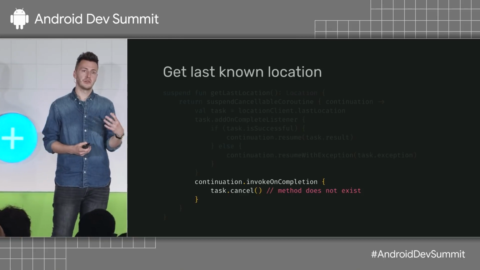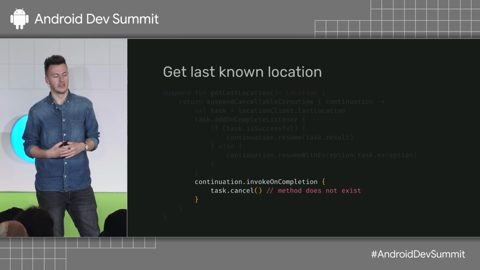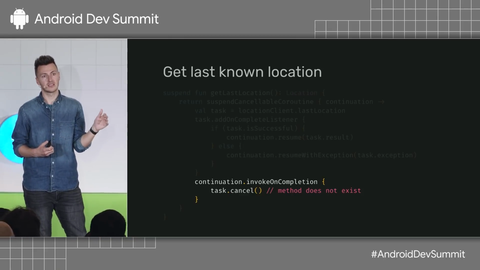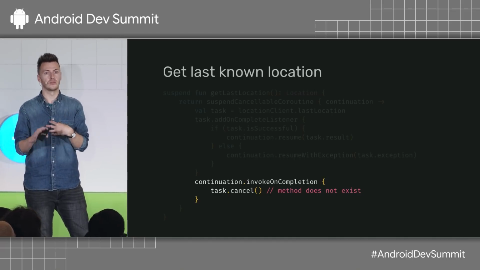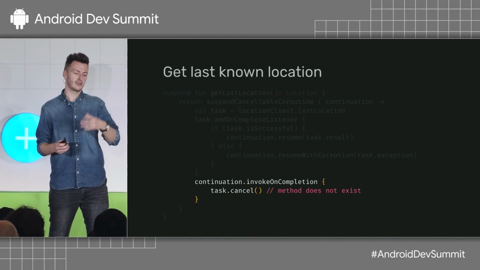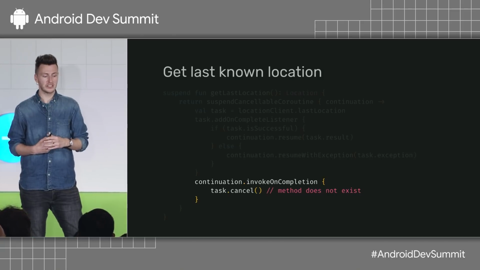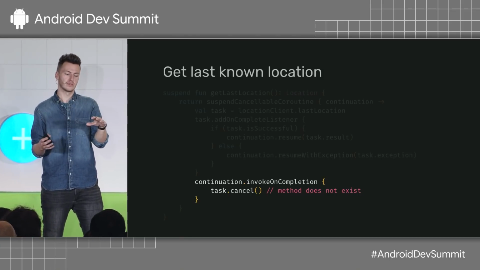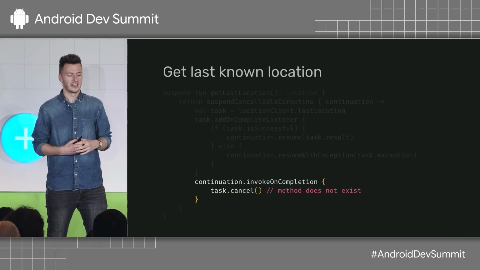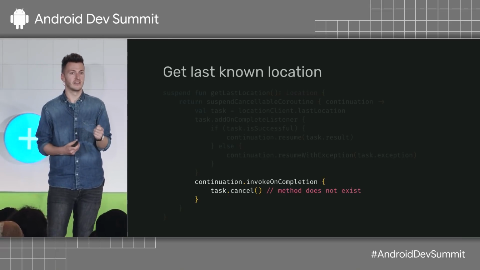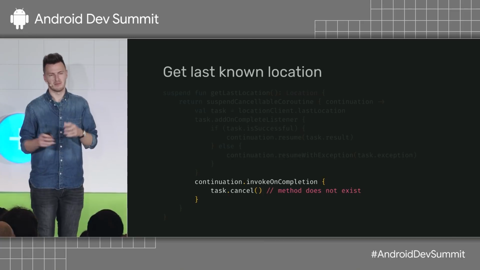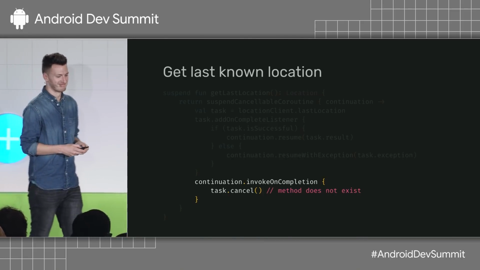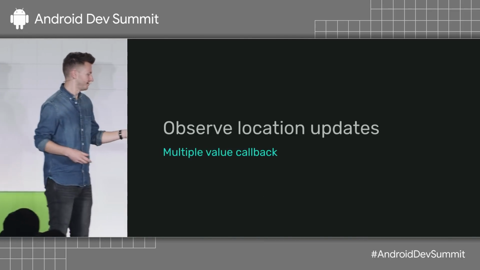And finally, because we're using suspendCancellableCoroutine, we need to tell the Play Services API that we've been canceled, so therefore it should cancel. We do that with a callback, which is invokeOnCancellation. As soon as you know that the coroutine has been canceled, you need to tell Play Services. Now, this API doesn't actually exist because Play Services doesn't have a cancel method, but imagine it does. Now, Adam's going to talk about observing.